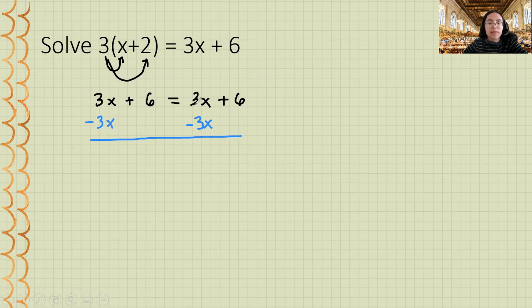And so this 3x and this minus 3x will cancel. And on the left-hand side also, this positive 3x and this minus 3x will cancel. And I am left with 6 is equal to 6. Now, is this a true statement? Is 6 always equal to 6? Yes, that's true.